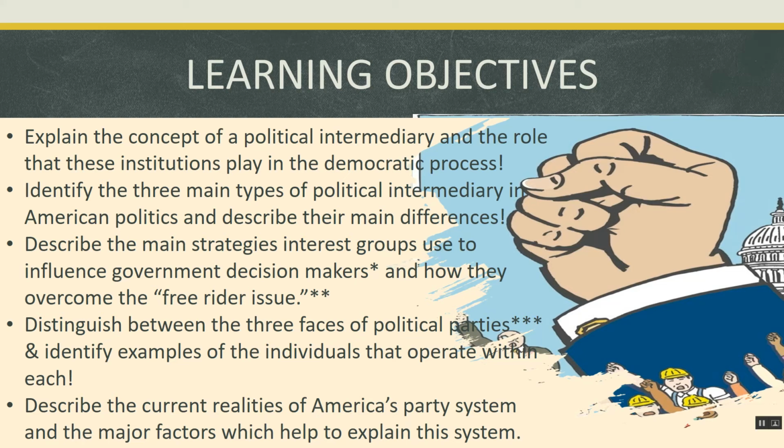Next, you need to be able to describe the main strategies that interest groups use to influence government decision makers and how they overcome what we call the free rider issue. And then you need to be able to distinguish between the three faces of the modern American political party, PIG, PIE, and PO, and identify examples of the individuals that operate within each of these three faces of the modern political party. Finally, the last learning objective directs students to describe current realities in America's party system and to identify the major factors which help to explain the persistence of this system.